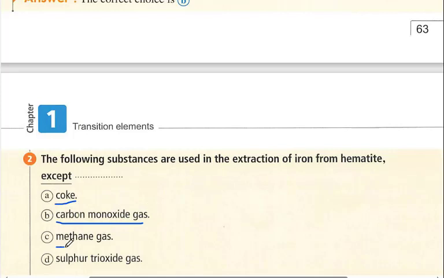So it is used. Methane with water vapor and carbon dioxide is converted into carbon monoxide and hydrogen, which is the water gas, to reduce the iron ore. So it is used also in the extraction of iron. Sulfur trioxide is not used. So this is the answer. Because he wants the exception, the substance which is not used in the extraction. We use coke, we use carbon monoxide, we use methane, but we do not use sulfur trioxide gas.